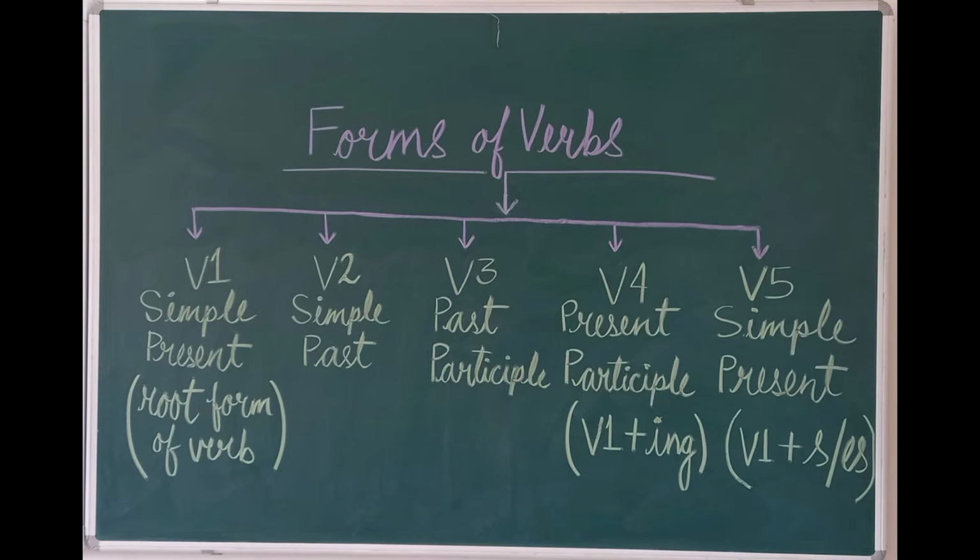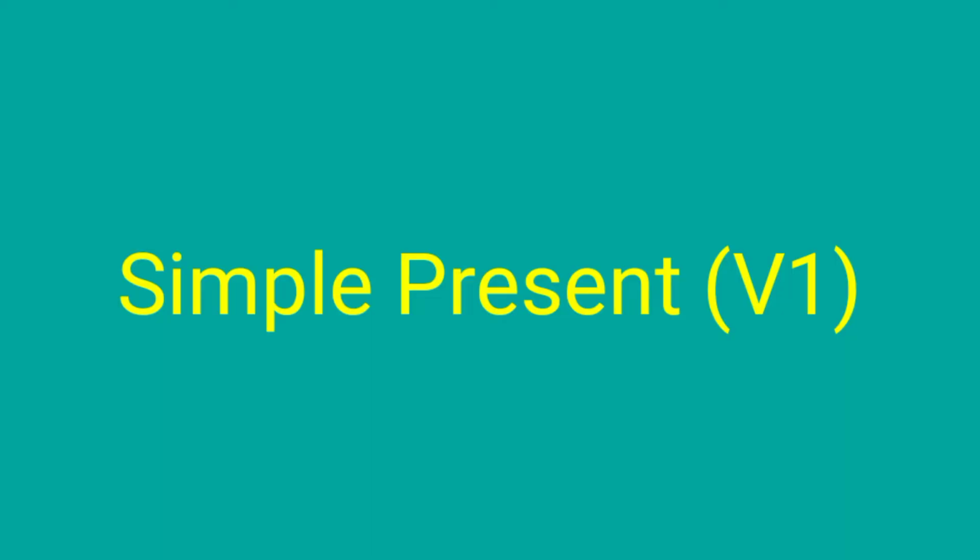V1 or simple present form, also called the root form of the verb. V2, called simple past form of the verb. V3, called past participle form of the verb. V4, called present participle or V1 plus ing form of the verb. V5, called simple present or V1 plus S or ES form of the verb. Now, let us learn about these forms of verbs one by one. Let's begin with simple present or first form of verb.